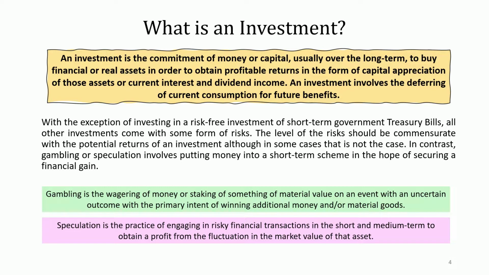In contrast, gambling or speculation involves putting money into a short-term scheme in the hope of securing a financial gain. Gambling is the wagering of money or staking of something of material value on an event with an uncertain outcome, with the primary intent of winning additional money and/or material goods. Speculation is the practice of engaging in risky financial transactions in the short and medium term to obtain a profit from the fluctuation in the market value of that asset.